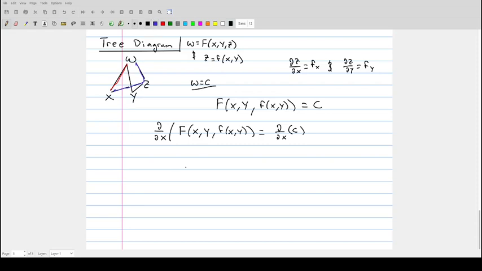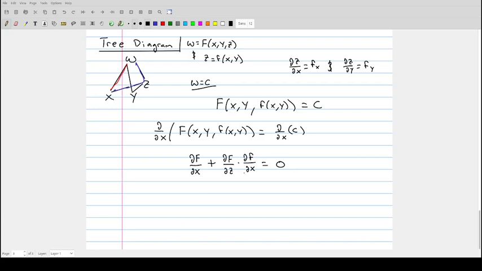So the correct way to take the partial derivative is to take the partial derivative of F with respect to x, and then also add to this the partial derivative of capital F with respect to z, multiplied by the partial derivative of lowercase f with respect to x, and that's equal to 0.